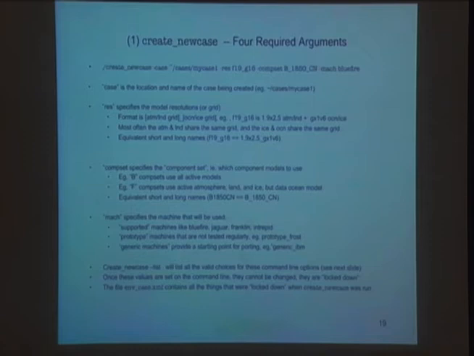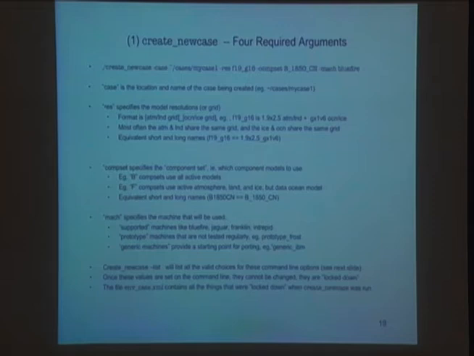Also, at this point of the game, you need to pick what's the resolution of the model I want to run. So this is saying f19_g16. What this is saying is the atmosphere resolution is a nominal 1.9 degree grid, and then the ocean resolution is a nominal 1 degree grid. I'll talk about what the options are in just a minute, but you're picking the resolution of the model, coarse, fine.